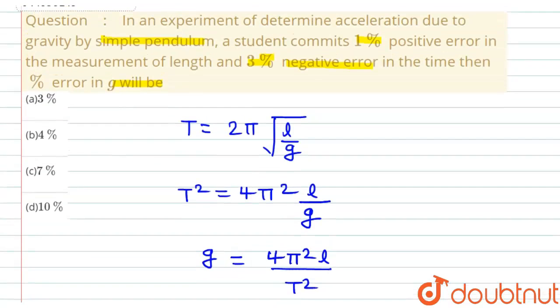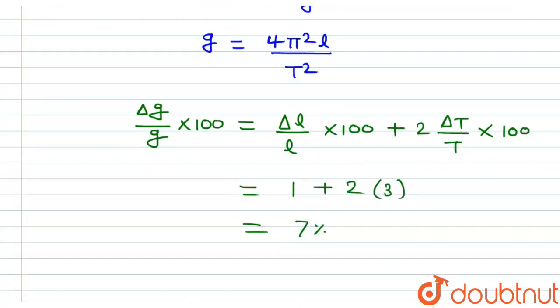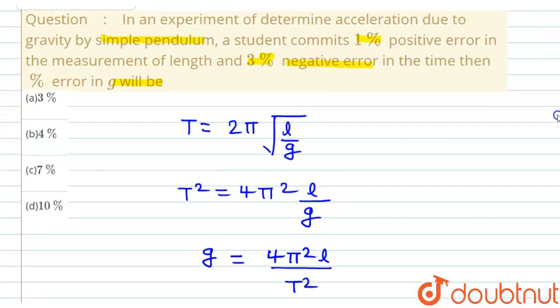Here we must note that negative error is always taken as positive for the calculation. So the answer will be 7%. It means here option C will be the correct answer.